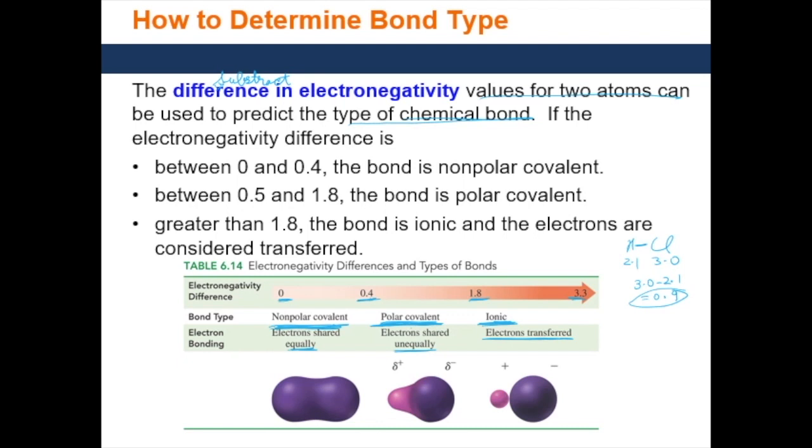So basically, if I talk about HCl, the value is 0.9, which lies between 0.4 and 1.8. That's why this is called a polar covalent bond. So you can differentiate between three bonds by looking at these values of electronegativity difference.